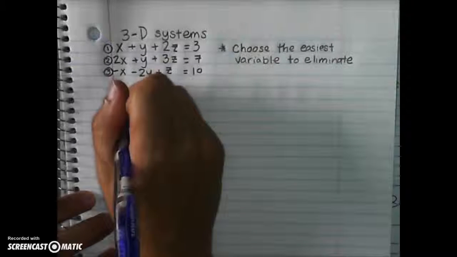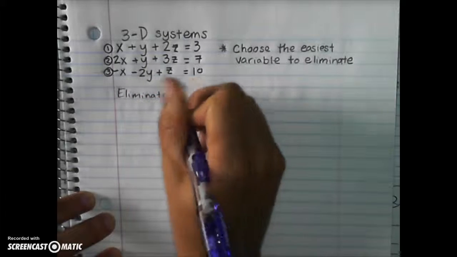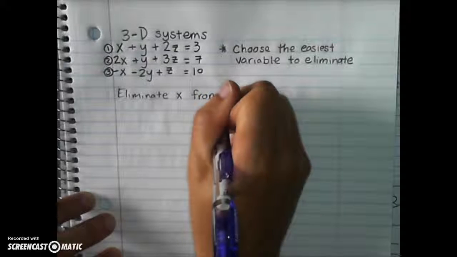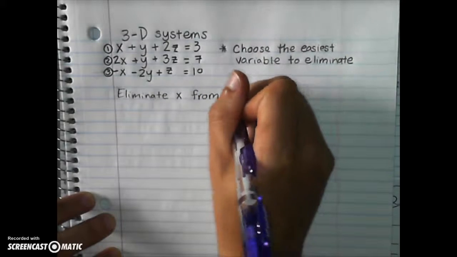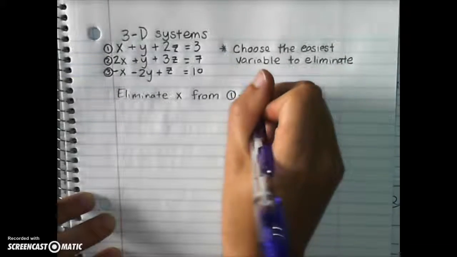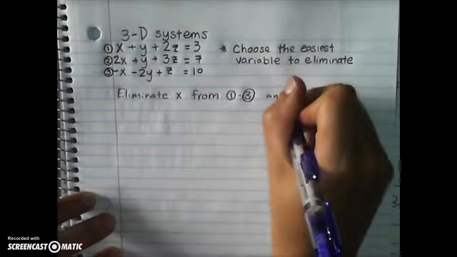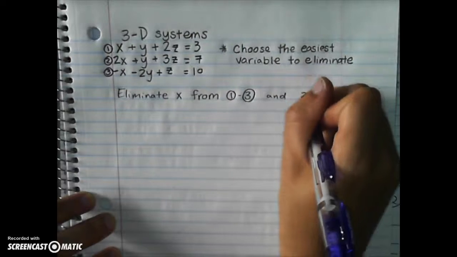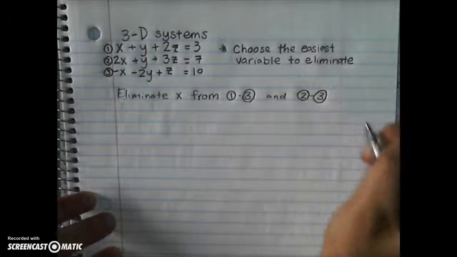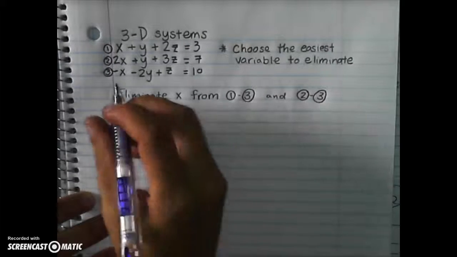So we are going to eliminate x from equation 1 and 3. And then we're going to do it again with 2 and 3. So 1 and 3 first.